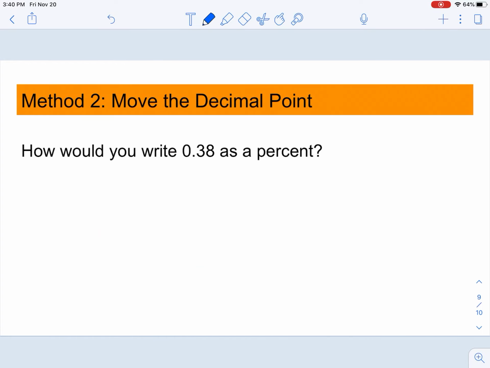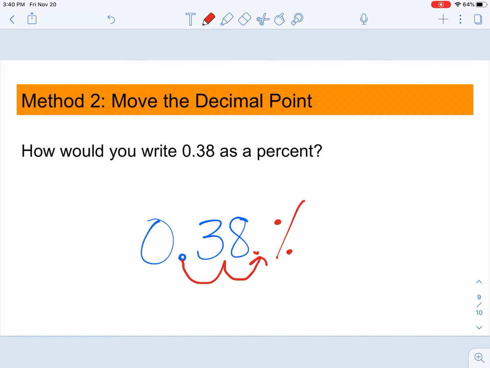But there's a second method. Just like we used before, we can move the decimal point. But this time we would move the decimal point the other way. So if we're looking at the decimal of 38 hundredths, we can move the decimal point 2 spots to the right. 1, 2. Okay, it's at the back now, and we can add a percent sign to it. So in the last one, we moved it to the left, but if we're making it a percent, we would move it to the right.